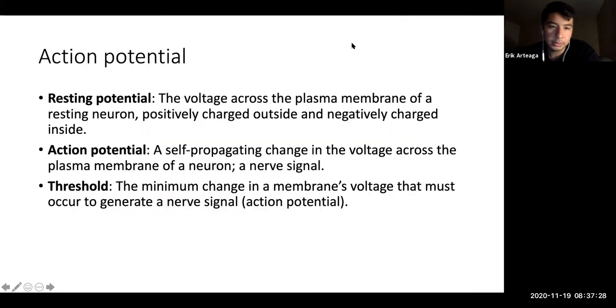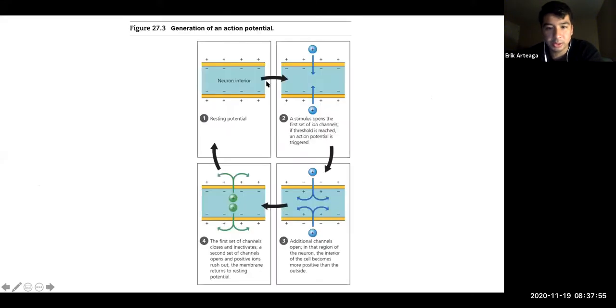So action potential. Resting potential is a voltage across the plasma membrane of a resting neuron, positively charged outside and negatively charged inside. Action potential is a self-propagating change in the voltage across the plasma membrane of a neuron, a nerve signal. Threshold is a minimum change in a membrane's voltage that must occur to generate a nerve signal. This is the action potential. This is what I was referring to earlier.